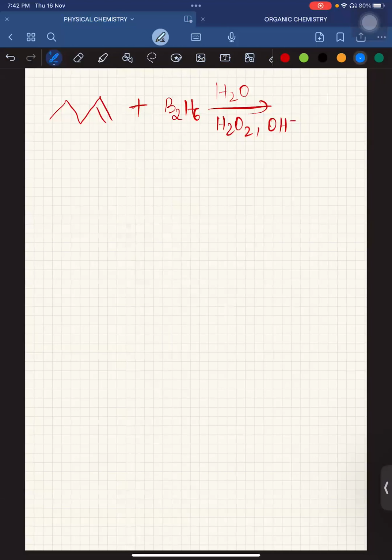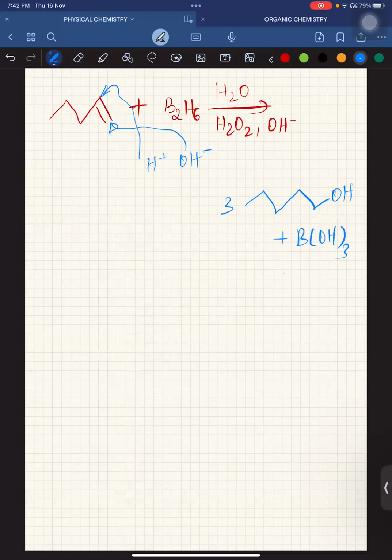So very simple it is. There are two hydrogens. From here H plus and OH minus will come into play. This OH minus will be attacking this, H plus will be attacking this. So you will be getting 3 moles of this along with boric acid. That means we can write H3BO3. Is that clear? It's so easy. Is that clear, both of you? Yes, sir.